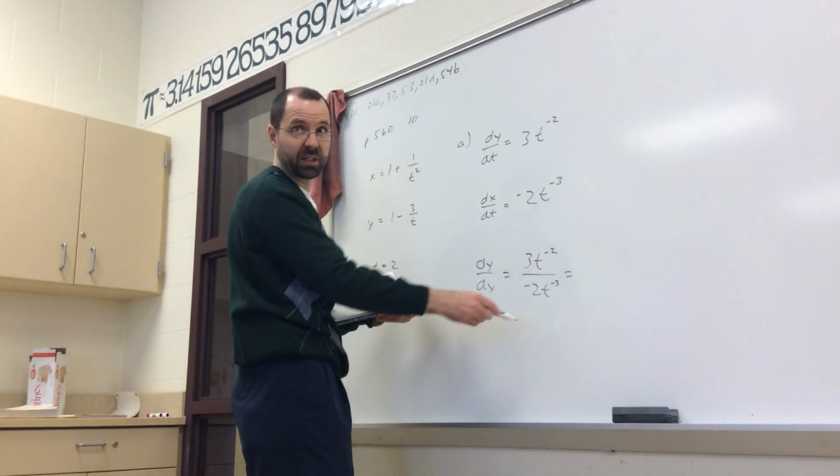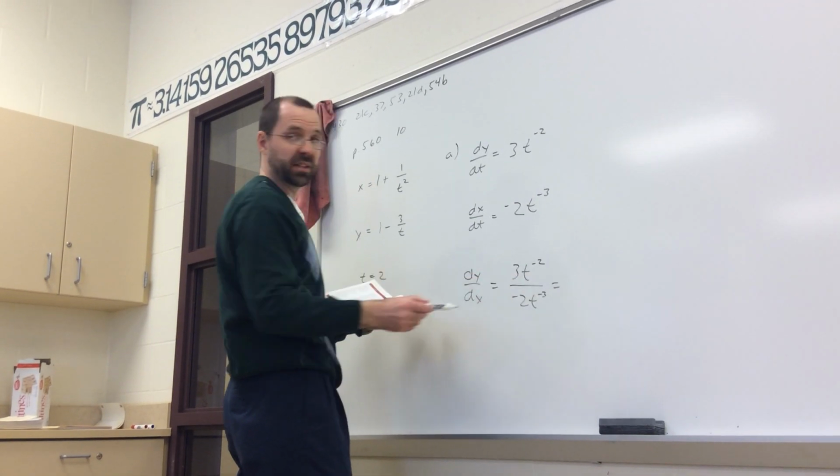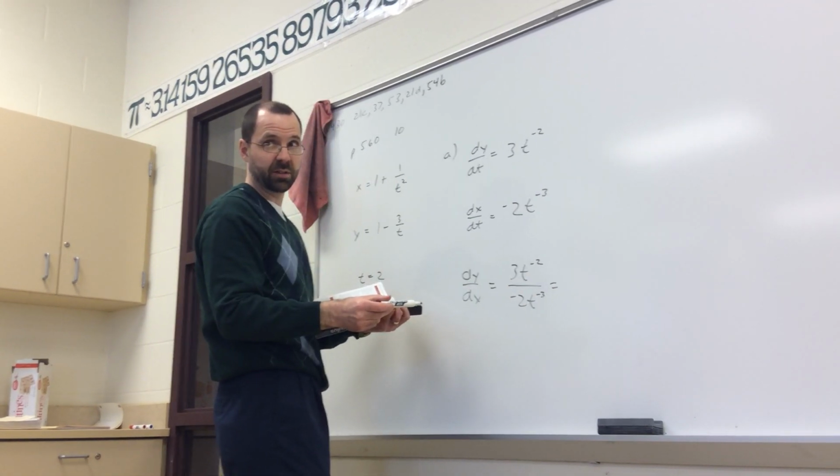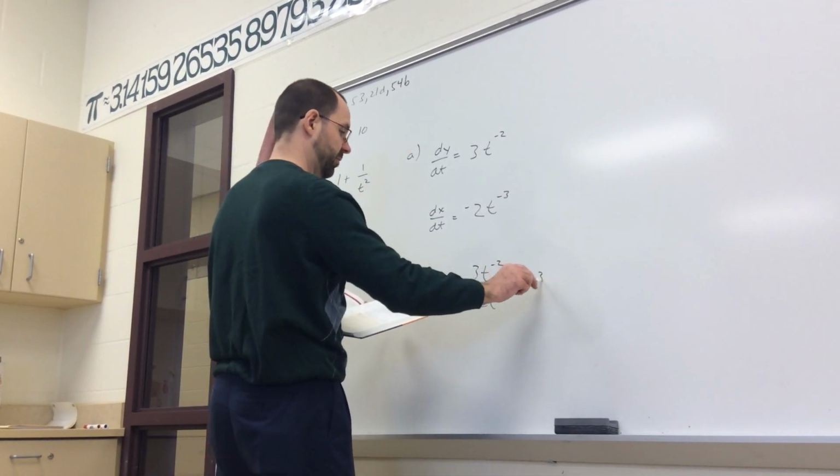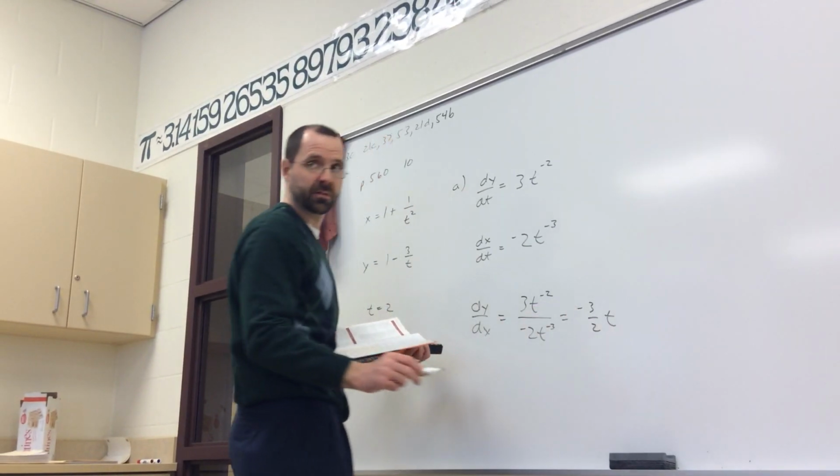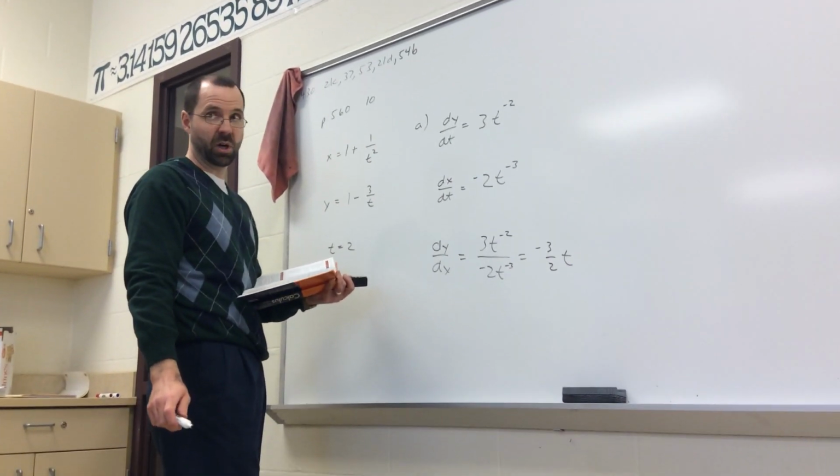So then you could subtract the exponents. Negative 2 minus negative 3 is positive 1. So this is negative 3 halves t. So that's dy dx.